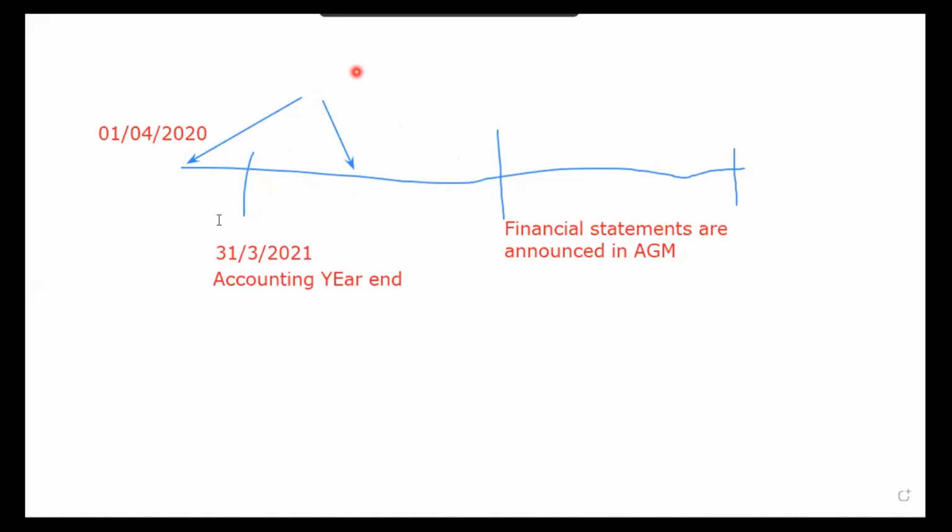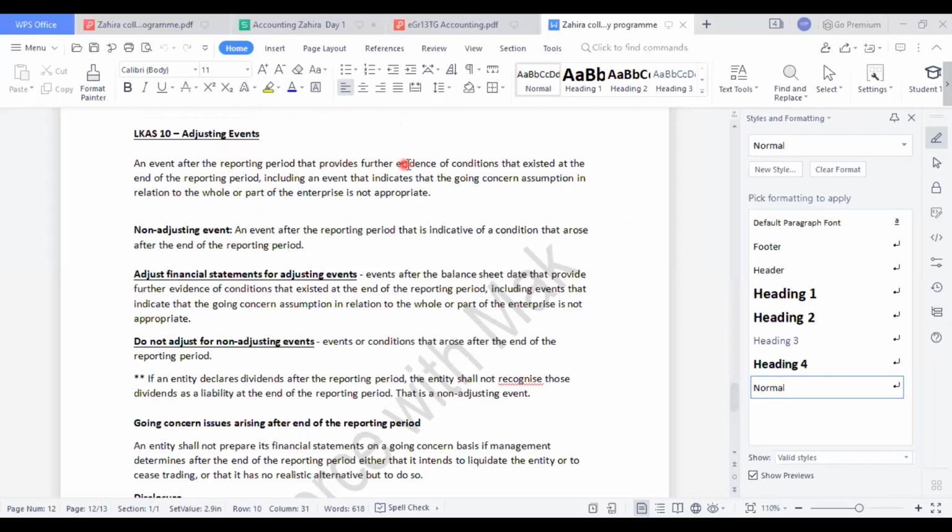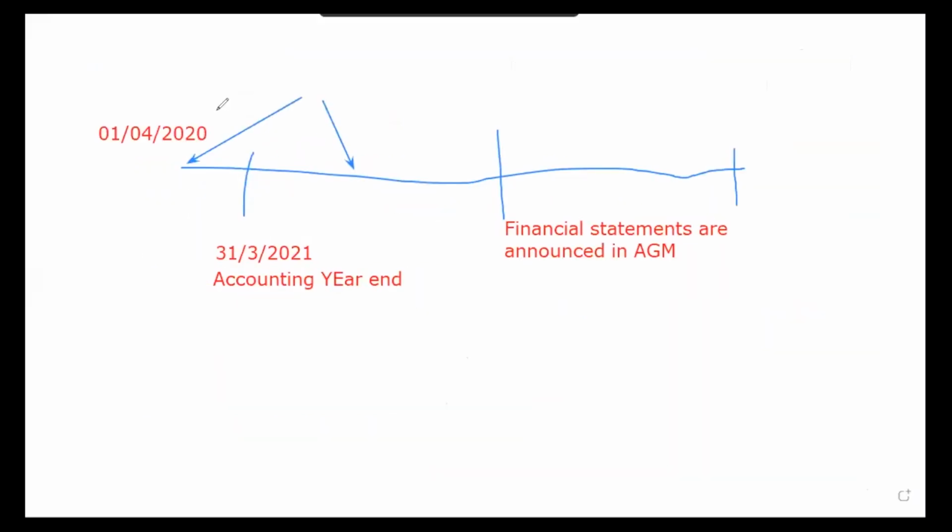It says that an adjusting event is an event after the reporting period that provides further evidence of conditions that existed at the end of the reporting period, including an event that indicates that the going concern assumption in relation to the whole or part of the enterprise is not appropriate. So they are saying an adjusting event is something which has happened between this period and this period.